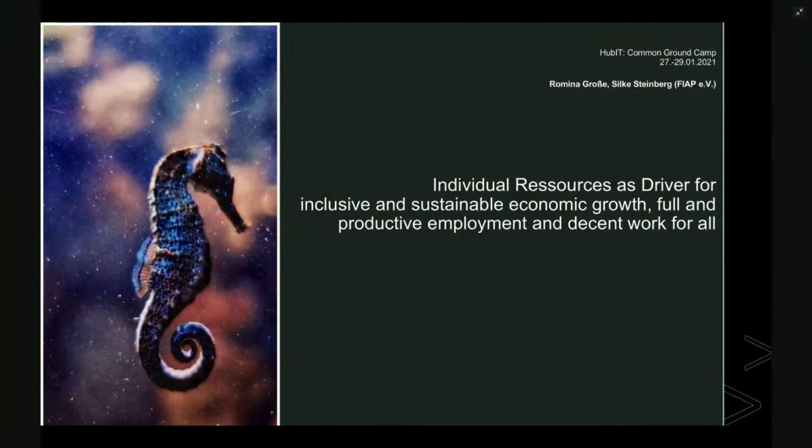The projects show that it is important to be aware of individual resources and objectives, because that provides motivation and continuity, and it also provides diversity. You see here in the presentation a seahorse. The seahorse symbolizes for us this focus.